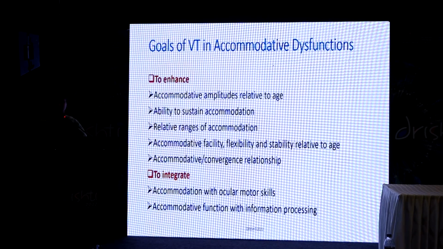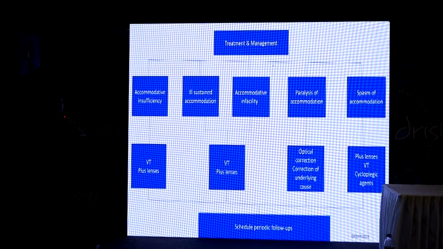Likewise, goals of vision therapy in accommodative dysfunction is to enhance the accommodative amplitudes relative to age and ability to sustain accommodation, and to enhance accommodative convergence relationship, and also to integrate accommodation with oculomotor skills. So treatment and management with respect to accommodative dysfunctions, if it's a case of accommodative insufficiency, plus lenses and vision therapy would help. If it's a case of ill-sustained accommodation or accommodative infacility, again vision therapy and plus lenses would help. If there is a paralysis of accommodation, optical correction and correction of the underlying cause; what is causing that spasm of accommodation needs to be identified.